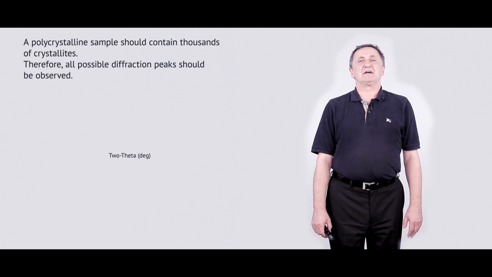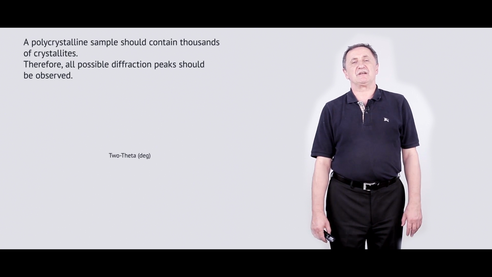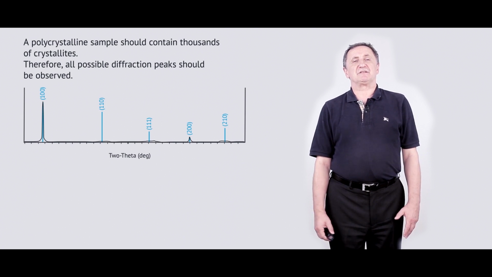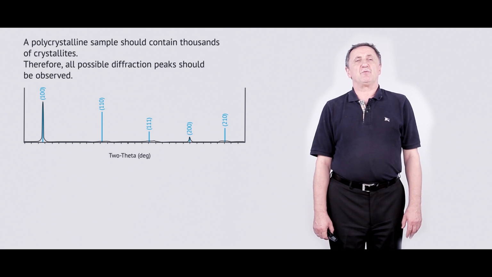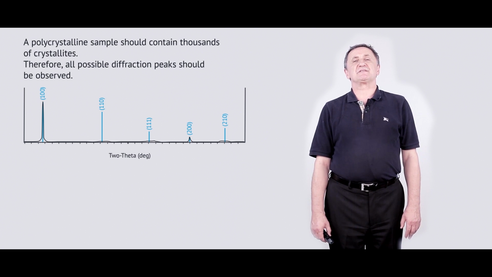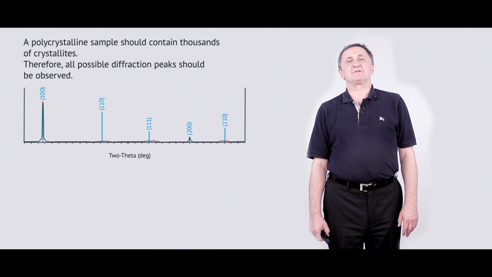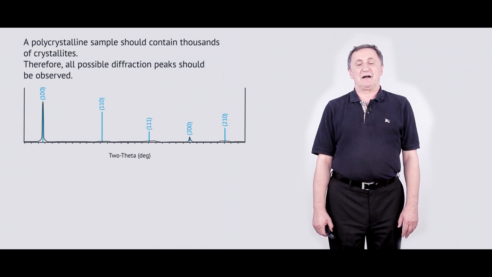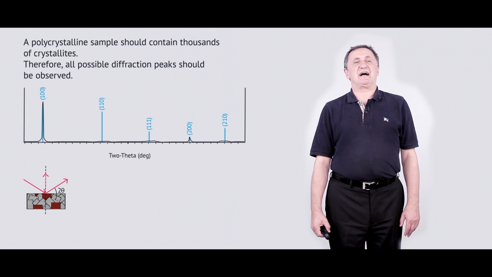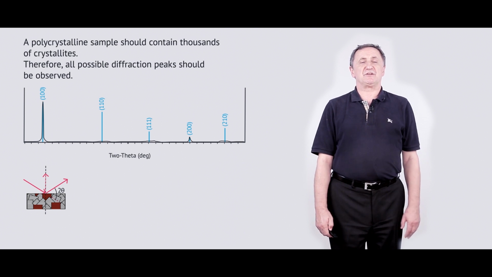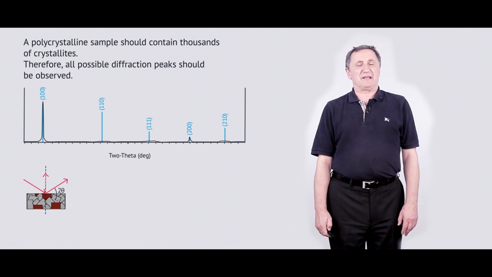On the other hand, 200 is actually double the distance as compared to the 100 peak, and then we will also see a reflection peak from 200 with a diffraction angle twice as high as compared to the 100 planes.